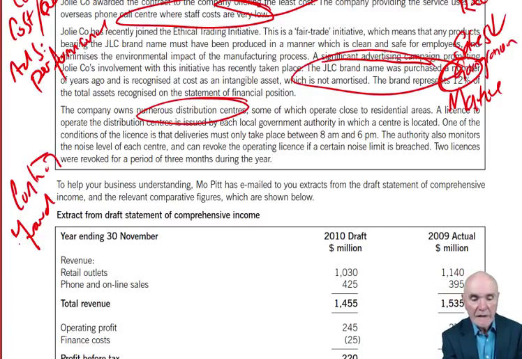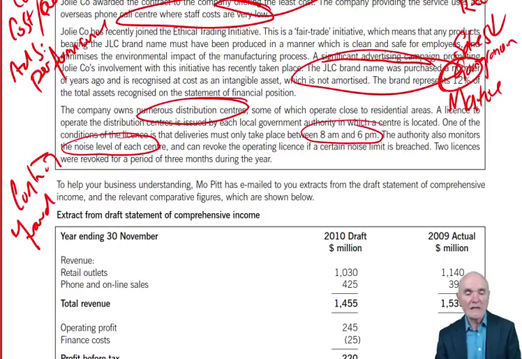And then it says here, a license to operate the distribution centres is issued by the local authority. They have to stick to daytime really for deliveries. They have to stick to certain allowed noise levels and so on there. And the local authority can revoke the license. And in fact, 2 licenses were revoked for a period of 3 months during the year. Now the business risk is obvious. It's going to be disruption.